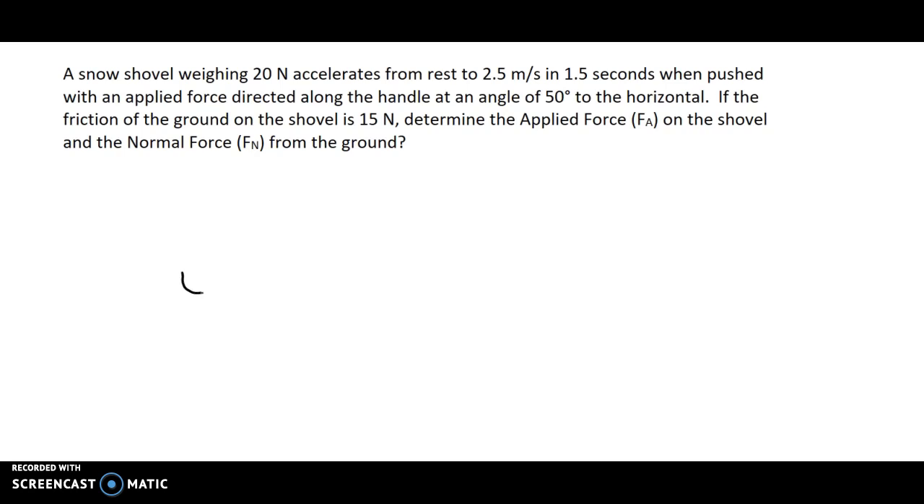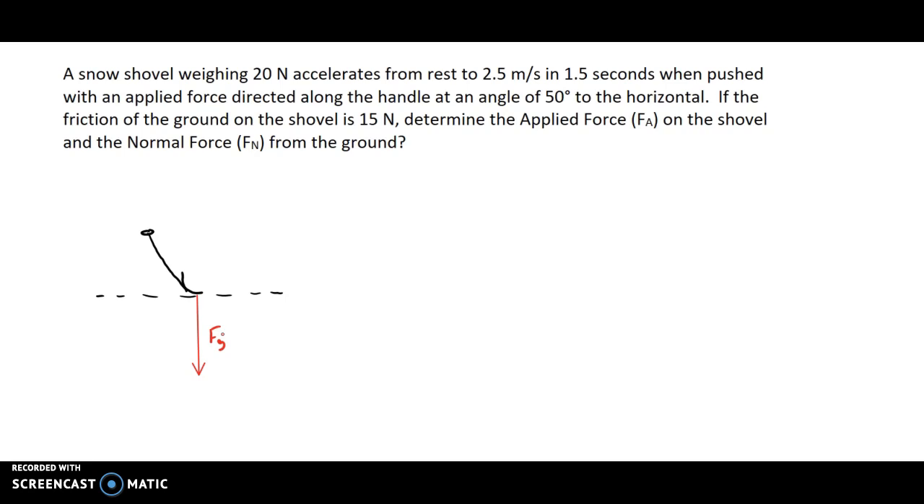So I'm going to draw the shovel. That's the object that has mass that we're analyzing. That shovel is on a surface, so I can draw that surface. Clean that up a little bit. And that object has a weight. So the first thing we always put on a free body diagram is our force due to gravity, right? Fg. Fg is also known as our weight, or Fw.